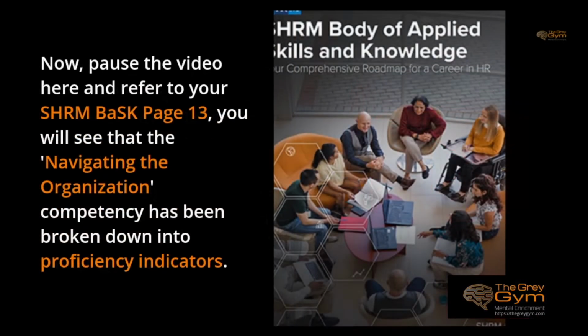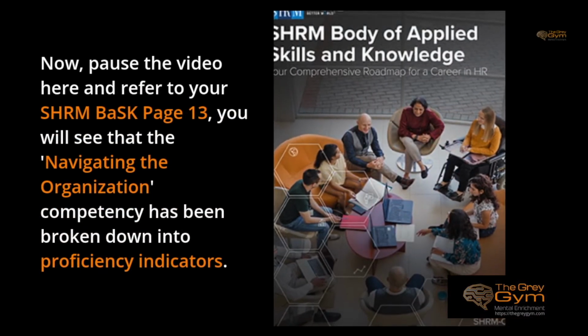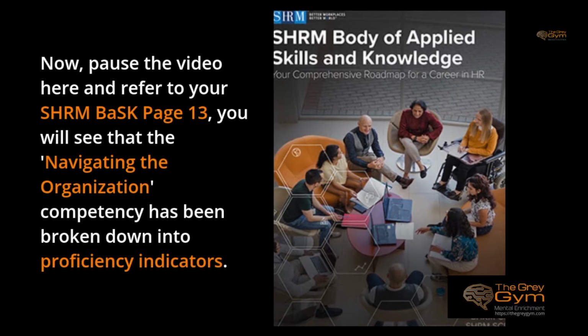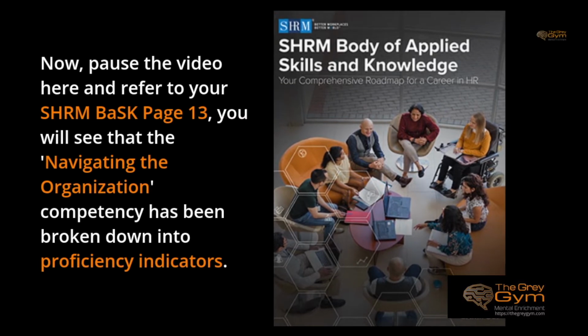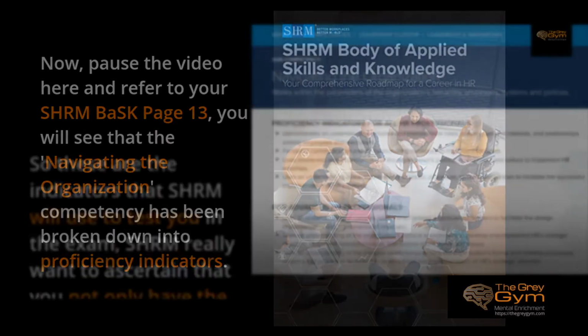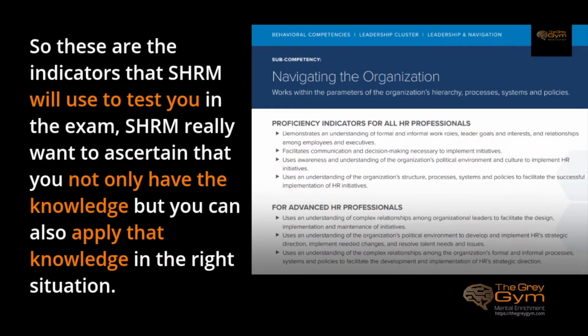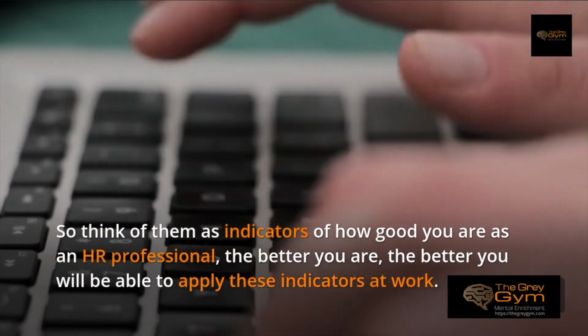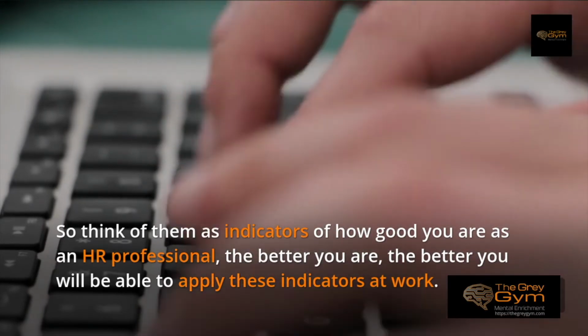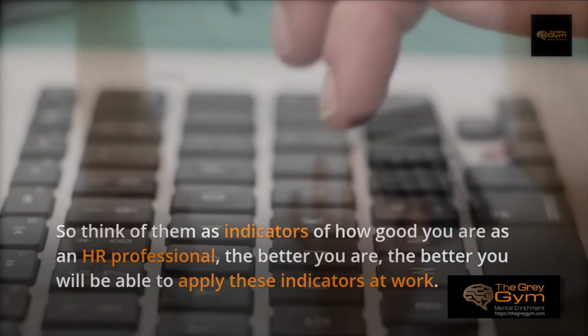Now, pause the video here and refer to your SHRM BoCK page 13, you will see that the navigating the organization competency has been broken down into proficiency indicators. So these are the indicators that SHRM will use to test you in the exam. SHRM really want to ascertain that you not only have the knowledge but you can also apply that knowledge in the right situation. So think of them as indicators of how good you are as an HR professional. The better you are, the better you will be able to apply these indicators at work.